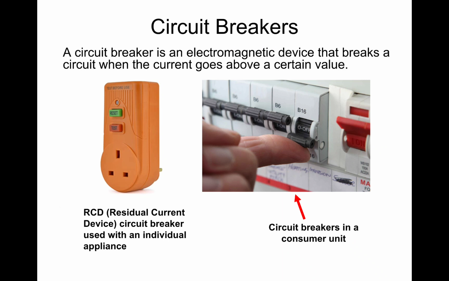So what about a circuit breaker? A circuit breaker is an electromagnetic device that breaks a circuit when the current goes above a certain value. So the one on the left, an RCD, residual current device, is a circuit breaker used with an individual appliance, such as a lawnmower. The one on the right is a circuit breaker in a consumer unit. So somewhere in your house you will have something that looks similar to that, maybe in the downstairs toilet or cloakroom, or in a cupboard somewhere, maybe downstairs in a basement, but you will have one somewhere.